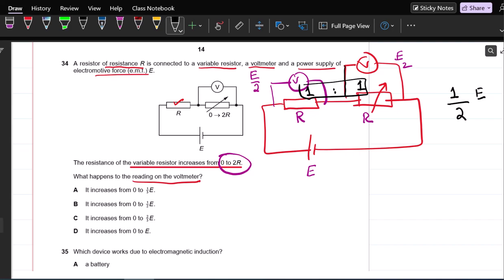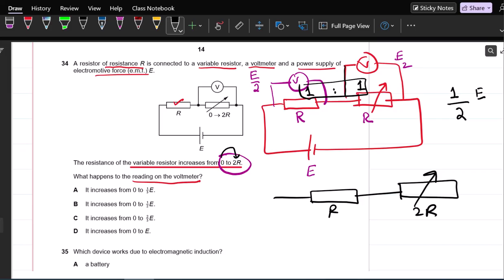Now, if I increase from 0 to 2R, it means that this is fixed and the variable resistance is now having 2R here. It means the ratio is going to be 1:2. So total is 3. And here, how much voltage will be? You can say 2 by 3 E. So in this way, we can find out. So it will be option C here. For question 34, option C. It is a little tricky question, a little different question.